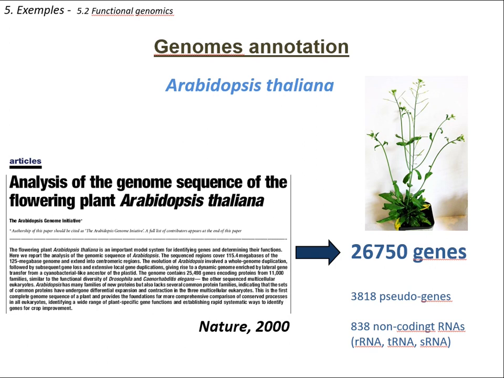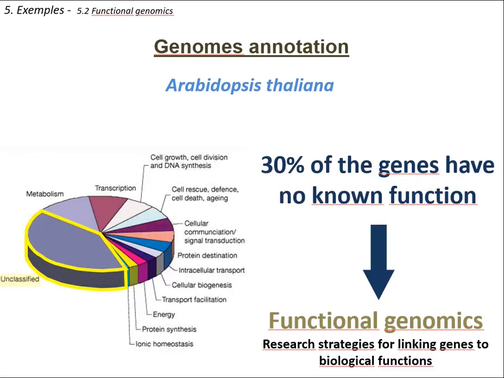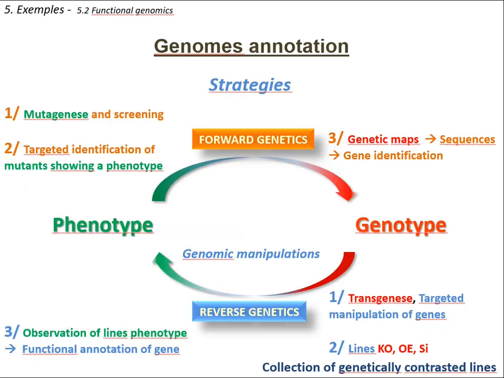In the plant kingdom, the big breakthrough was the sequencing of the genome of Arabidopsis thaliana, which is the model plant. It's very practical to do research on plants. It was published in Nature in 2000, and they found more than 26,000 genes, a few pseudogenes and non-coding RNA. Of course, it was already known, but the proof was there. At least 30% of the genes have no known function. So what we call functional genomics are all the research strategies aiming at linking the genes, the sequence, to its biological function. What protein is produced, and what is the biological function of this protein?